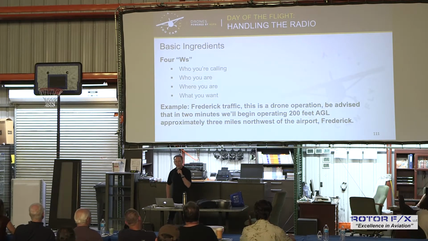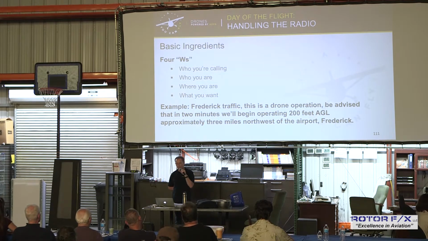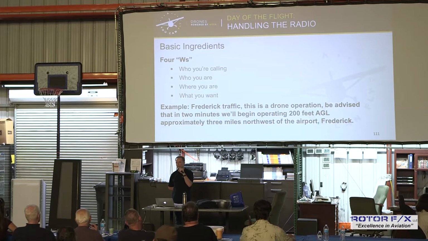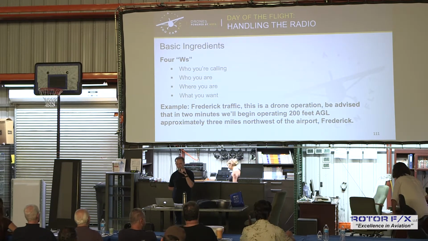So how do you use this radio? You use the 4 W's: who you're calling, who you are, where you are, and what you want. In this example, shown below in bold, you're at the Frederick Airport, and you're making a call to let aircraft in the area know that you're going to be flying. Why? Because this is an untowered airport. You're going to get out on the CTAF frequency and make an announcement so that other aircraft know that you're flying. It's Class G airspace, so you're okay there, but you still want to let the other aircraft in the area know that you're flying.